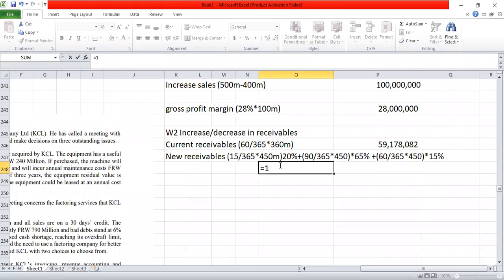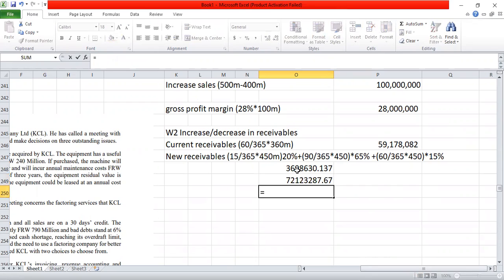So this one is going to be 15 over 365 times 450. And this is going to be, hey, I'm not multiplied by 20%. Times 20%. Then another one is 90 over 365 times 450 times 65%.